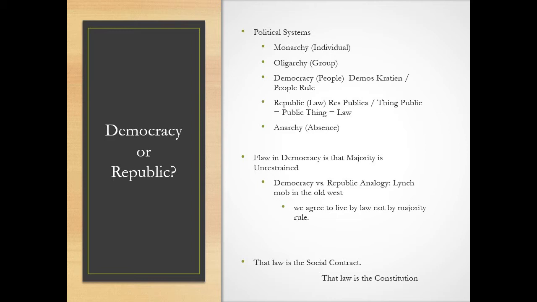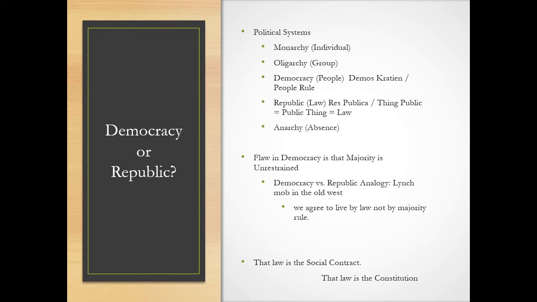Another type of political system would be an oligarchy. Now remember, Plato and Aristotle both touched on these when we introduced them last week in our philosophic background. An oligarchy is ruled by a group. And so whether that group is an aristocracy, if you look at the parliament under the Commonwealth in England after the beheading of Charles I, England was run by an oligarchy.